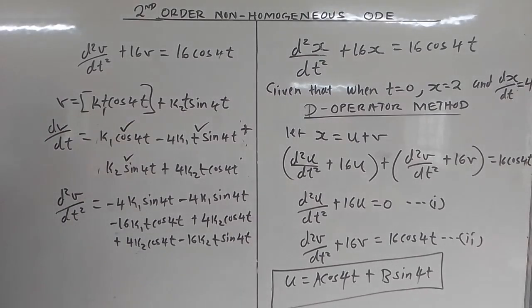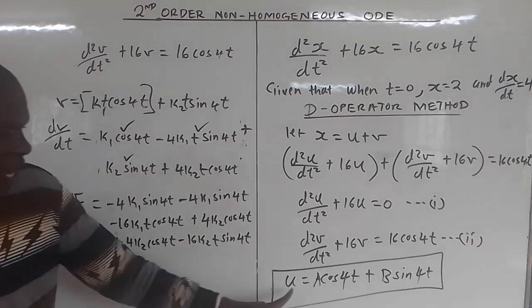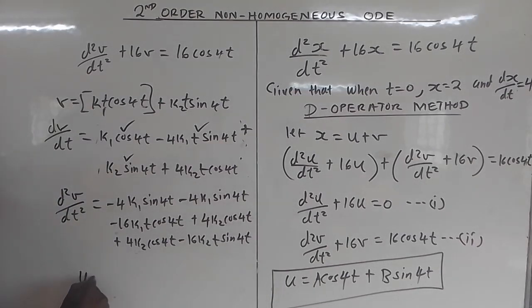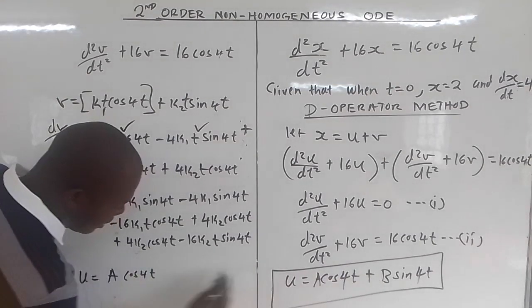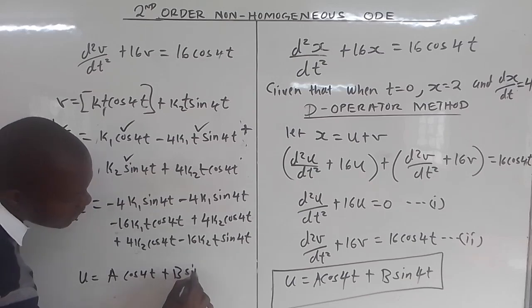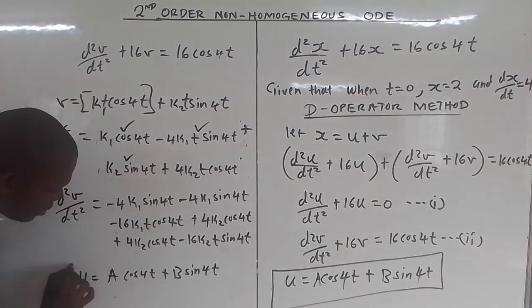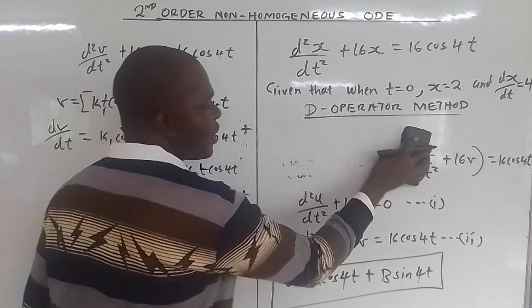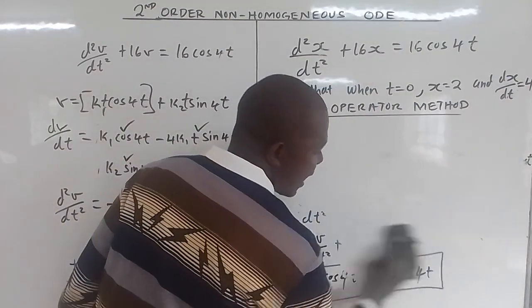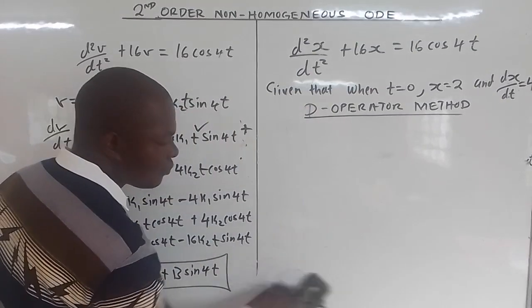So that is d squared v over dt squared, isn't it? Then remember your u must be somewhere because I need to use the other space. U is a cos 40 plus b sine 40. That was your u, isn't it? So let us use this space to deal with that v.